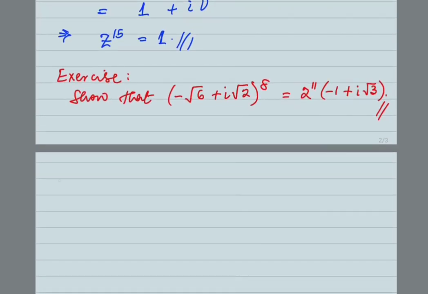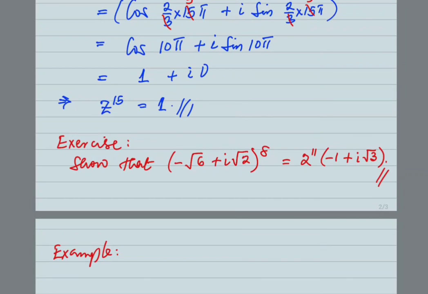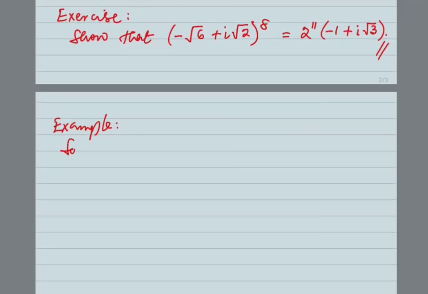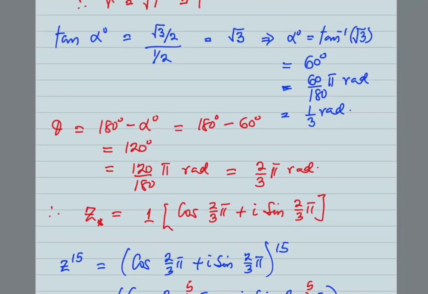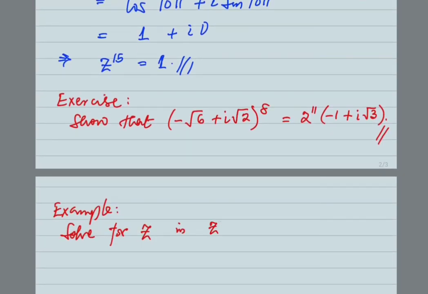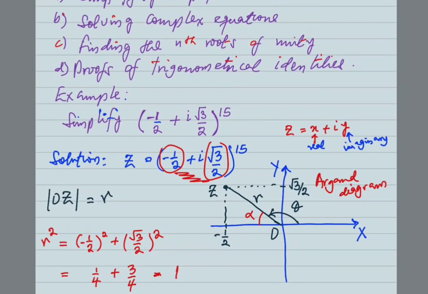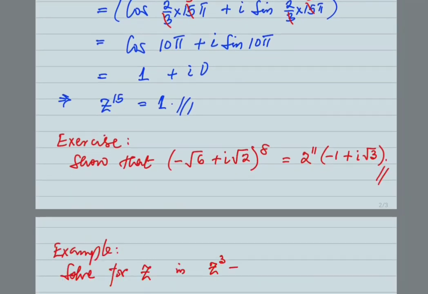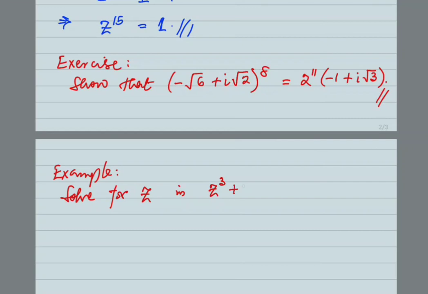So the next example that we want to solve is solving complex equations. Now, what we want to do here is solve for z in z raised to power 3 plus 1 over 2 minus i root 3 equals 0. So we want to solve for z here.